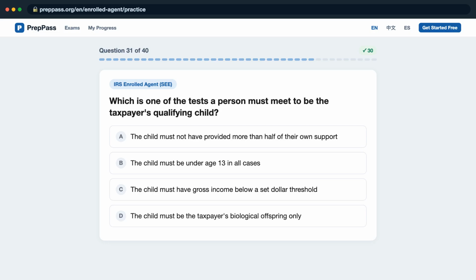Question 31. Which is one of the tests a person must meet to be the taxpayer's qualifying child? Is it A, the child must not have provided more than half of their own support? B, the child must be under age 13 in all cases? C, the child must have gross income below a set dollar threshold? D, the child must be the taxpayer's biological offspring only?